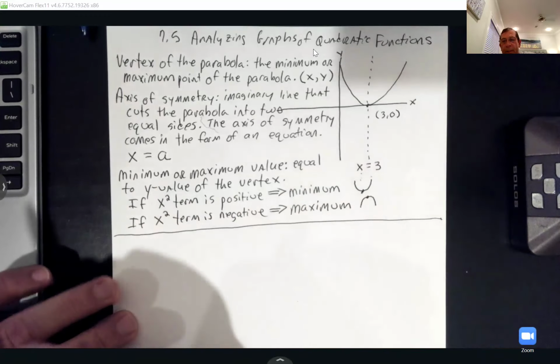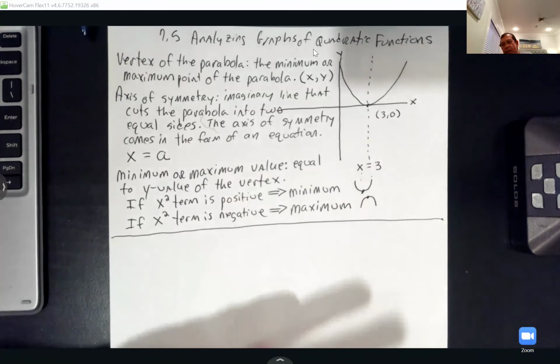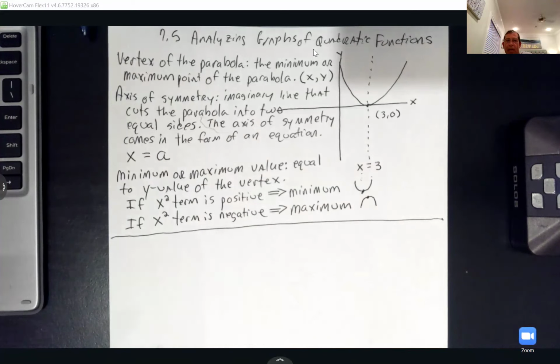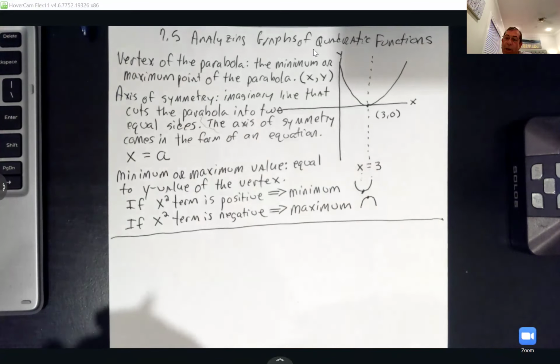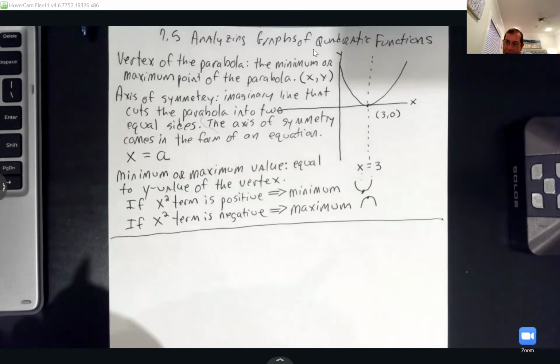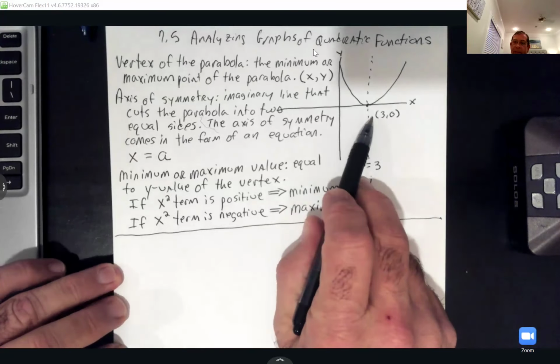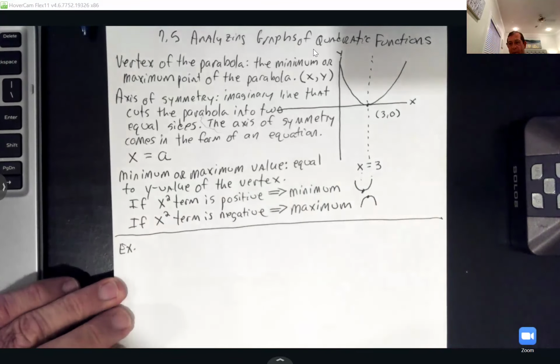Okay. So this first example, they're going to give us a picture and we're going to find our vertex, axis of symmetry, min or max value. After this problem, I'm going to give you a formula that we use to find the vertex. Okay. So this one's going to be just a drawing basically like I did here, wanting me to identify those things.